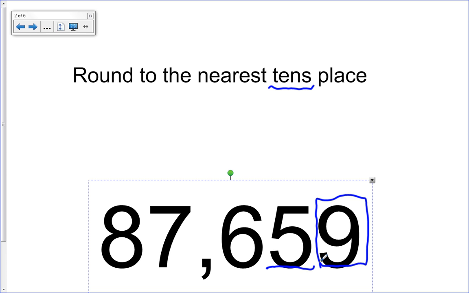So we've learned a rhyme for our boss. If our boss is 4 or less, we let it rest. And if it's 5 or more, we raise the score. So in this example, our boss is a 9, which would be 5 or more, which means that we are going to take our 5 and turn it into a 6.